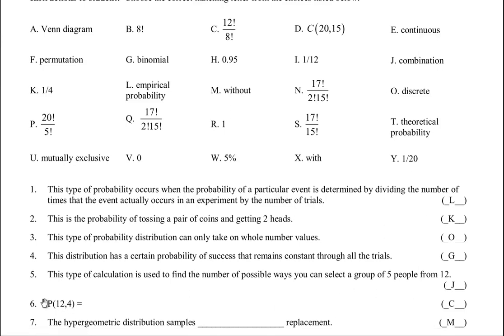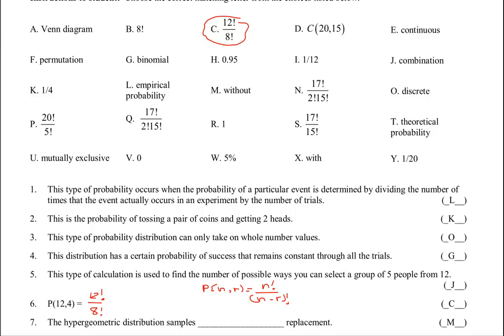For number 6, 12 permute 4. Now the formula to calculate a permutation of n objects taken r at a time looks like this. There are a couple of ways to write this, nPr. So it's n factorial over n minus r factorial. So the calculation would be 12 factorial over 12 minus 4 factorial, which of course is 8 factorial in the denominator. And that is answer C up here.